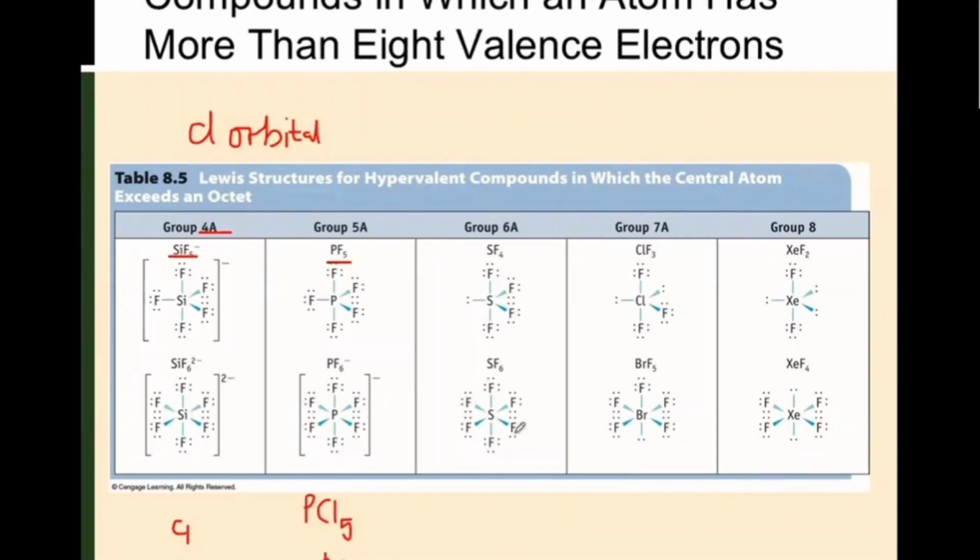In group 6A, that's things like oxygen and sulfur. So we have here SF4 and SF6. We have sulfur forming 4 bonds, but having a lone pair of electrons. And then we have SF6, sulfur with 6 bonds.